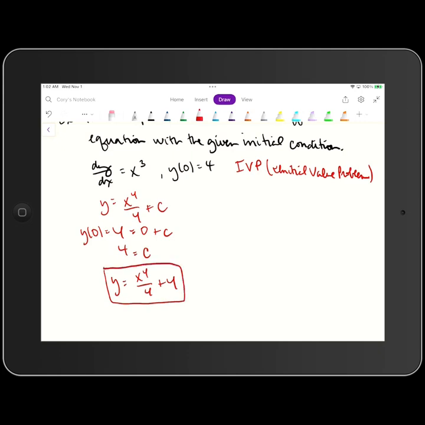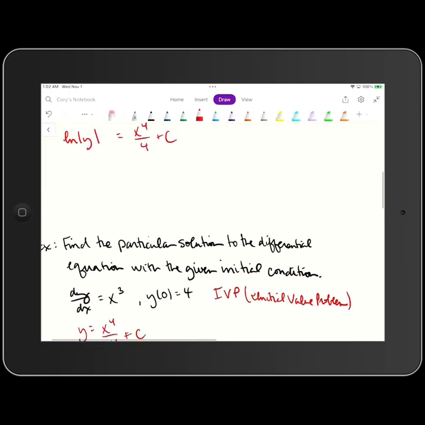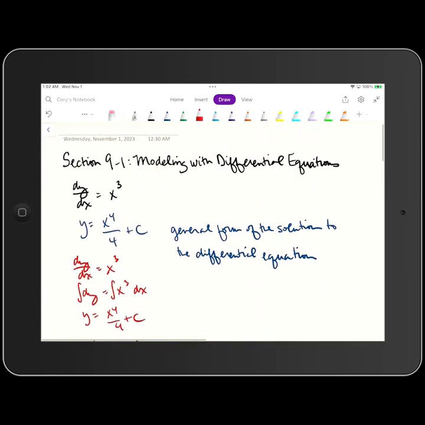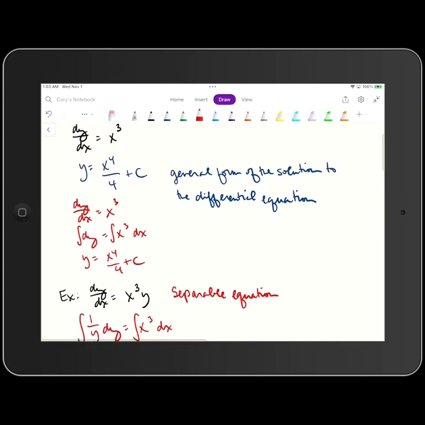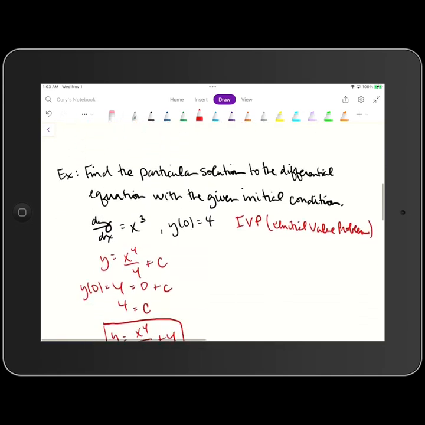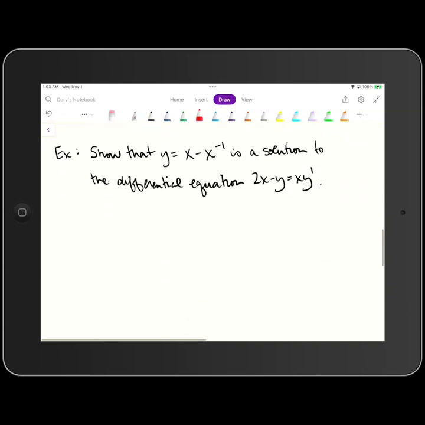Okay, so when we have an IVP like this, we are going to have a single function that satisfies the differential equation and the initial condition, whereas if we just have a normal differential equation, we're going to get a family of functions that differ by the value of the constant c. Okay, so we're just going to do 2 more examples to wrap this up.